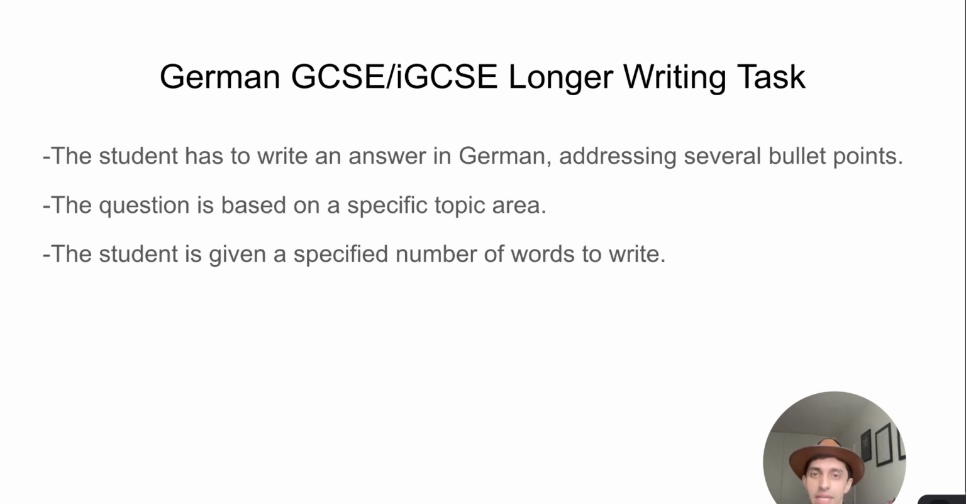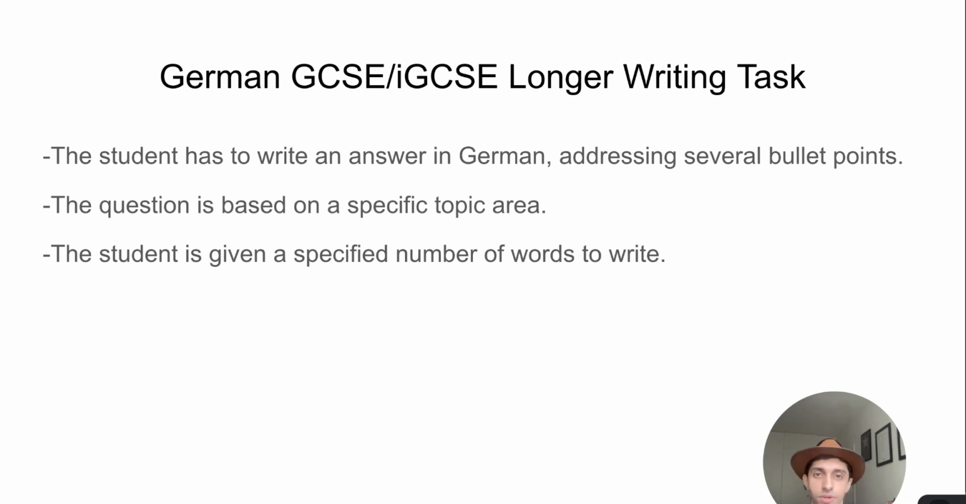So let's turn our attention then to the longer writing task, both for German GCSE and iGCSE. For the longer writing task, the student will have to write an answer in German, of course, and that answer has to address several bullet points. The exact number of bullet points can really vary, perhaps up to about 5 at most. But no matter how many bullet points there are listed in the question, you have to address every single one of them in your answer.